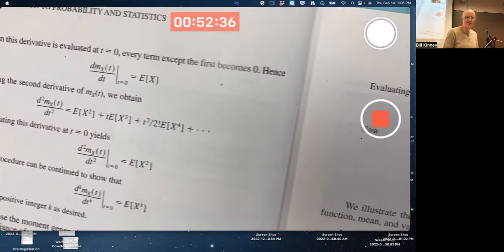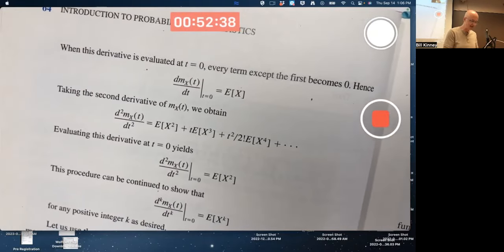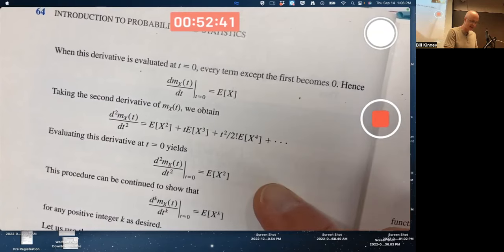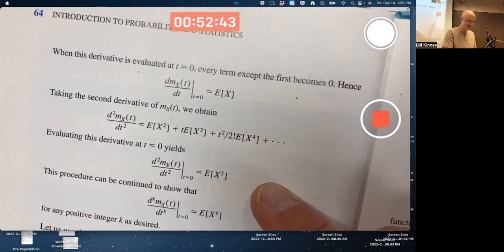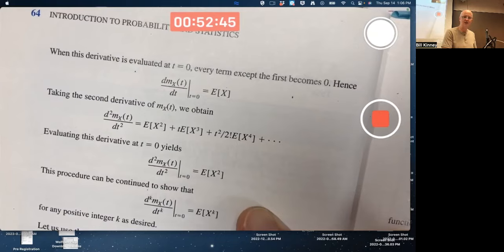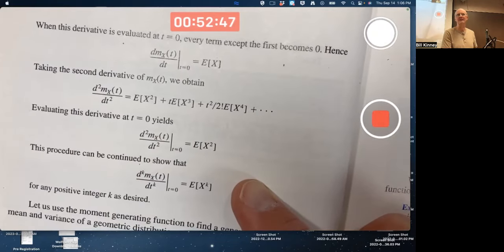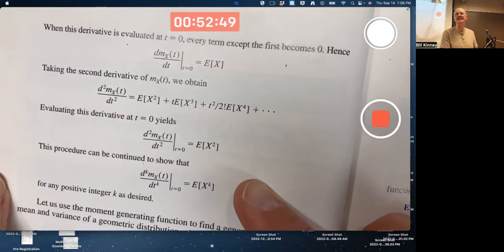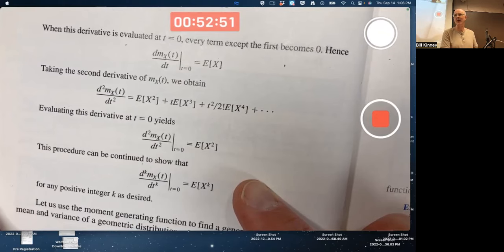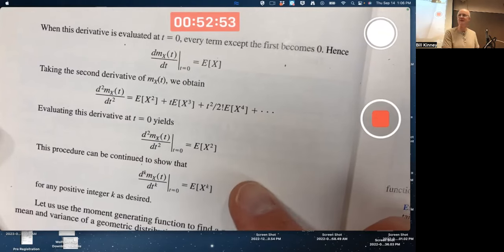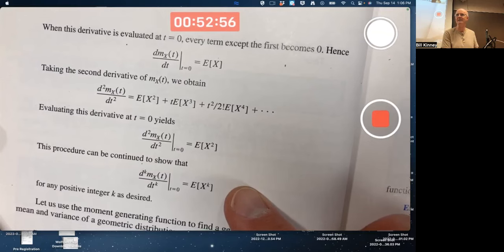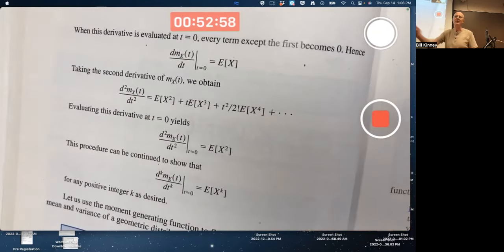Next page. They say plug in t equals 0 there. Take the second derivative, get this, plug in t equals 0, get that, the second moment. It can be continued, if you want to be extra picky, maybe by induction, that for an arbitrary positive integer value of k, this is going to be true. You get the kth moment.